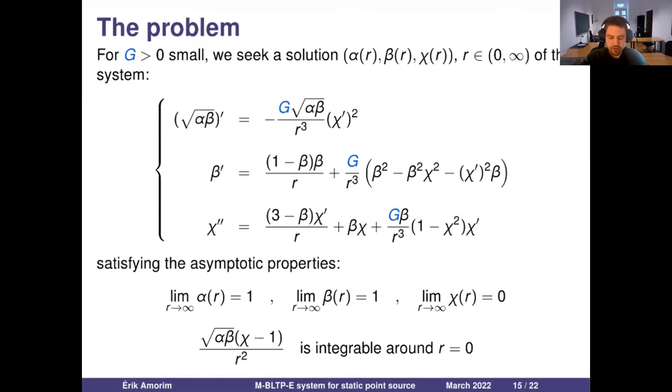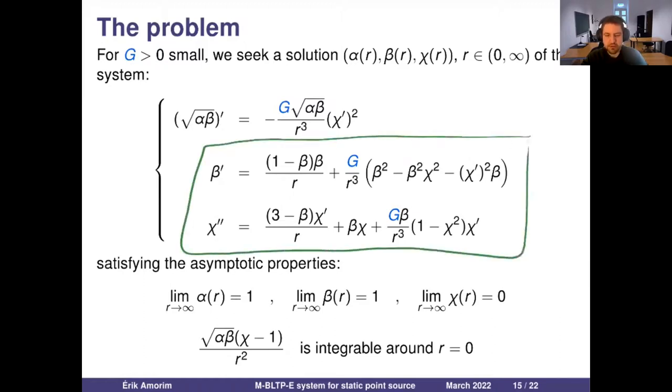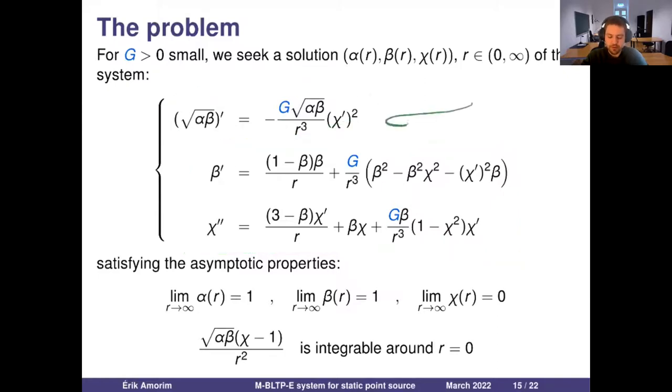The others are first order. And I also want to point out that alpha doesn't really appear in the two other equations, the two last equations. So you can basically just focus on these two and then solve them. Whatever you get for the solution, you plug back into the first one and get alpha from there. So the alpha equation, or the square root of alpha beta equation, is not a problem.